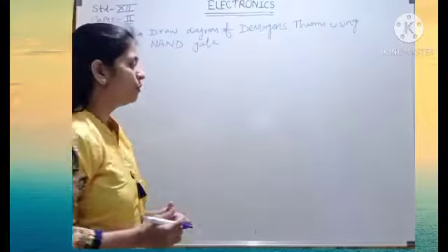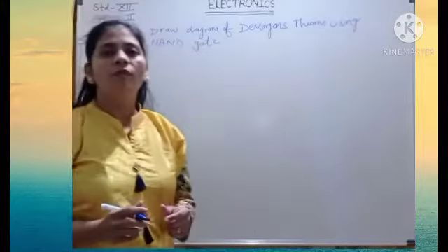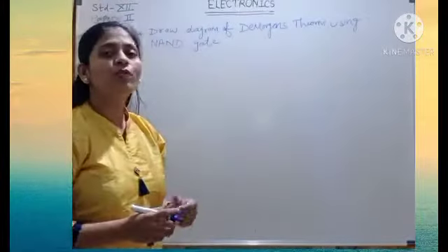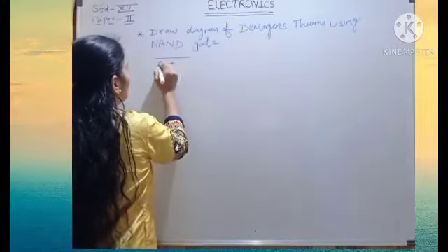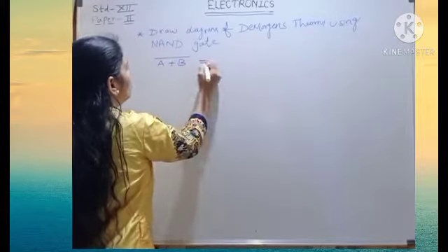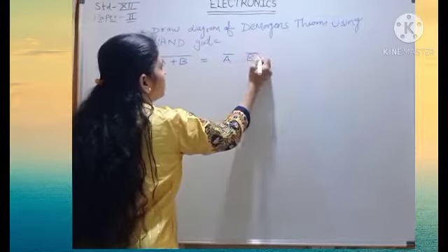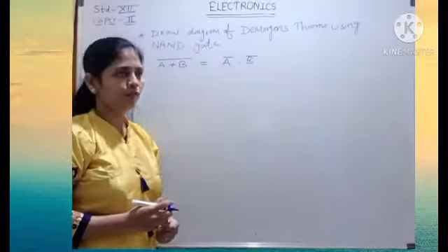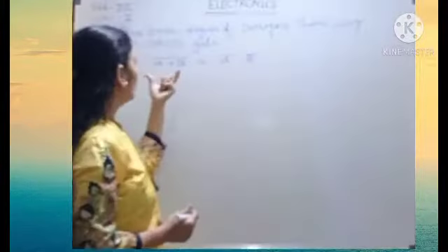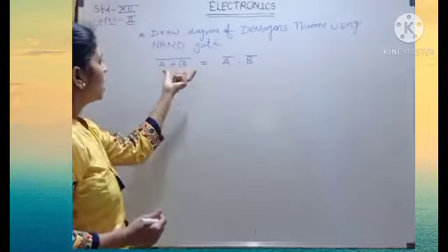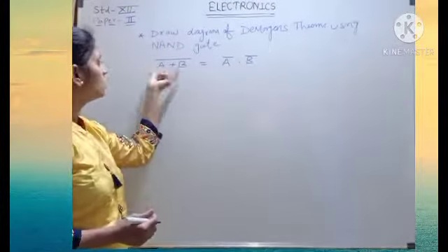So the first theorem of De Morgan's states that the complement of sum is equal to the product of their complement. This is De Morgan's first theorem. So we have to draw the diagram for this and this. This is the LHS and this is the RHS. First of all, we'll draw the diagram for the LHS.